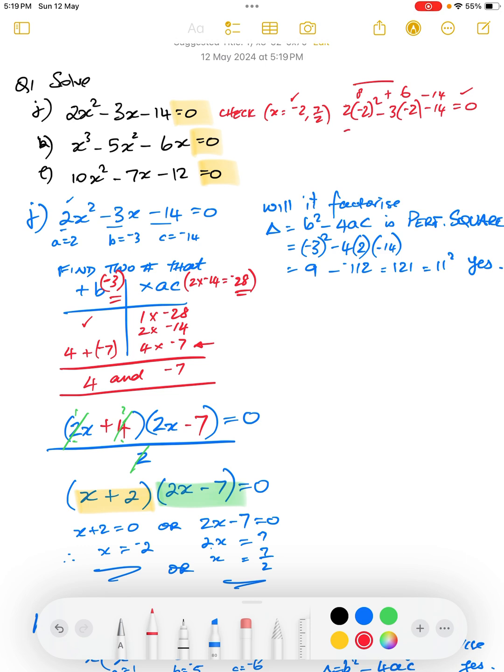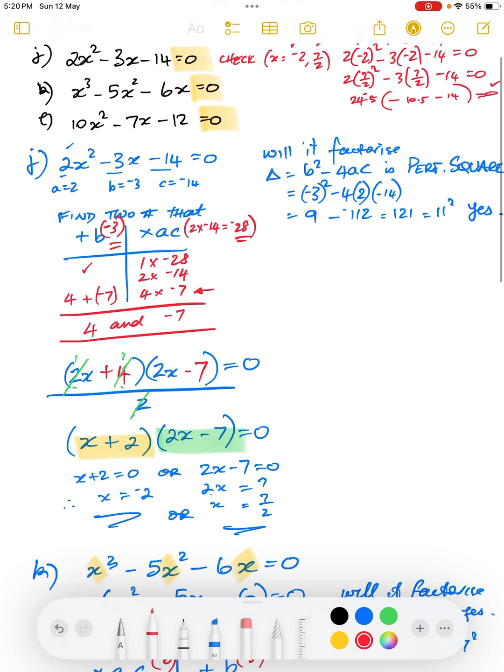And try 7 over 2. 2 times 7 over 2 squared, a bit more complicated here because we've got a fraction. 7 over 2 minus 14, does that equal 0? Well, 2 times 49 over 4 is 24.5, and 21 over 2 is 10.5. I'll just change that because I'm going to change it to decimal. 24.5 minus 14, and you see 24.5 take away 24.5 does equal 0. Yes, we've checked both of those, x equals negative 2 and x equals 7 over 2. Now let's check the next one.